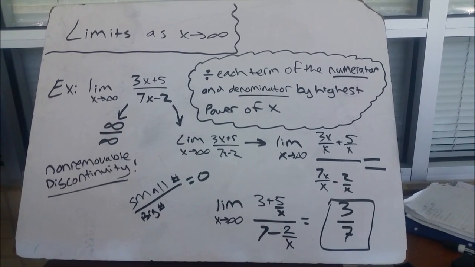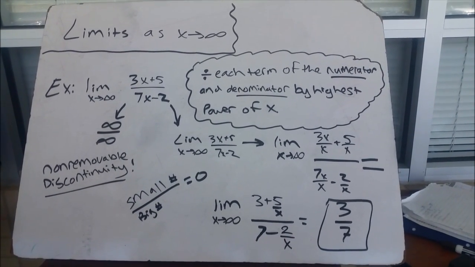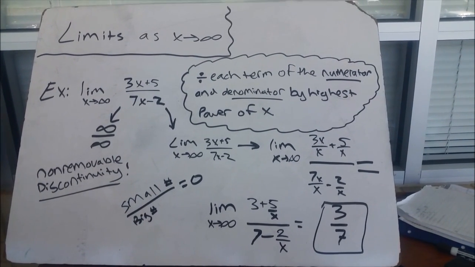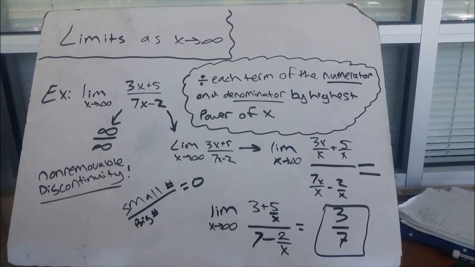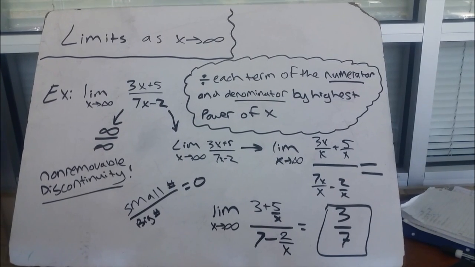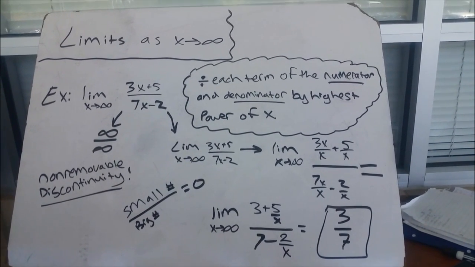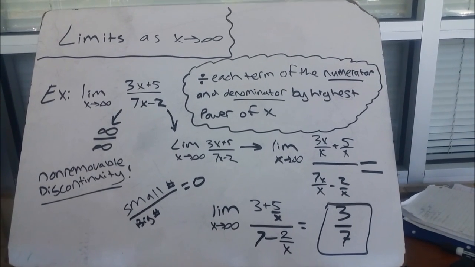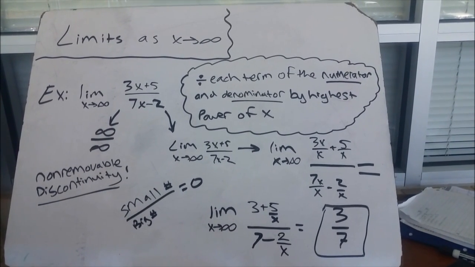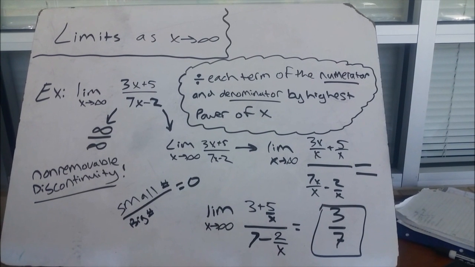So we can take the limit as x approaches infinity of 3x over x plus 5 over x, all divided by 7x over x minus 2 over x, which seems like a lot of fractions, which can be scary. But once you plug in infinity, we see that a really, really small number over a big number is treated as 0.